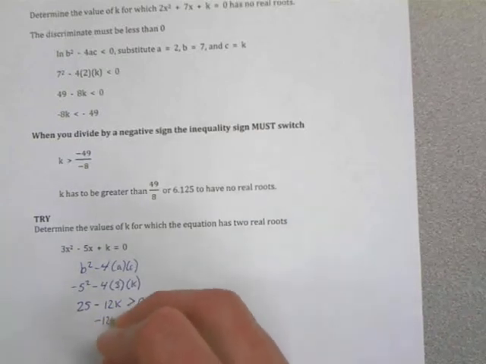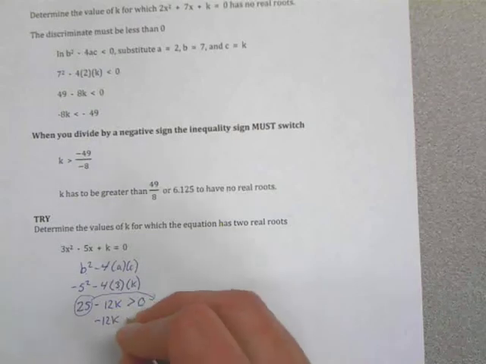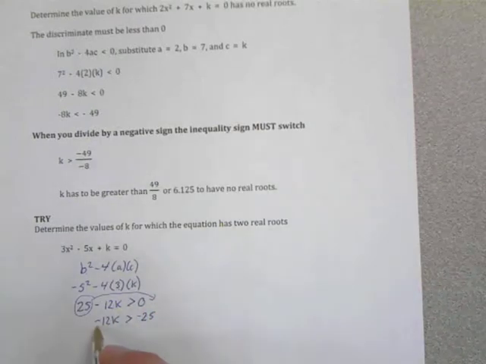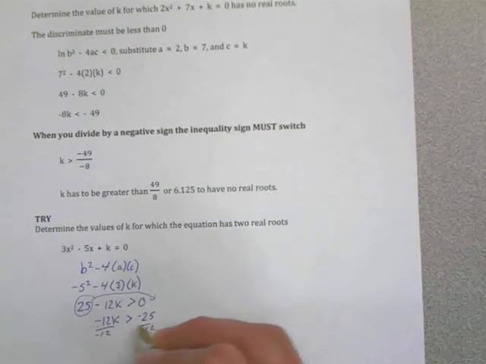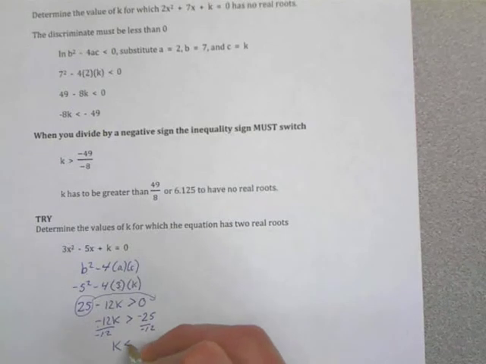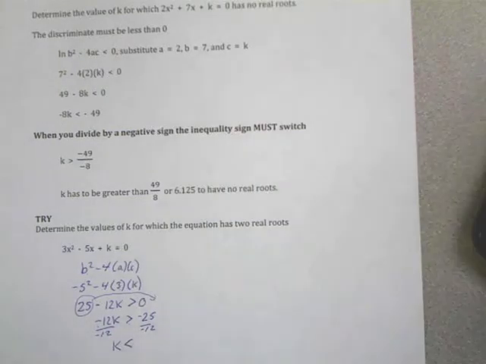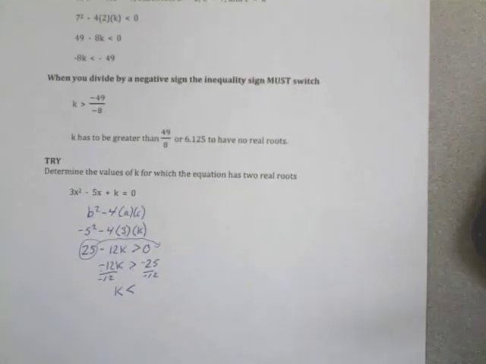So negative 12k, 25 is going to come over because we want to get k by itself, greater than negative 25. I'm dividing by negative 12 here. When I do the one side, I must do the other side. So when I do that, this symbol switches, and now it's k is less than negative 25 divided by negative 12.